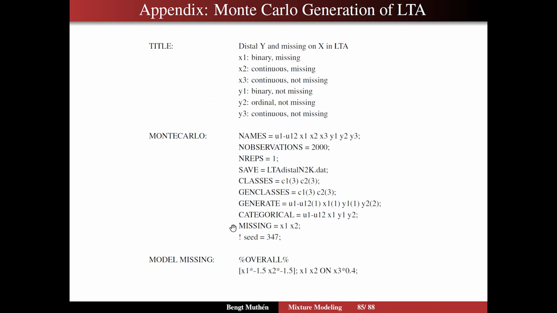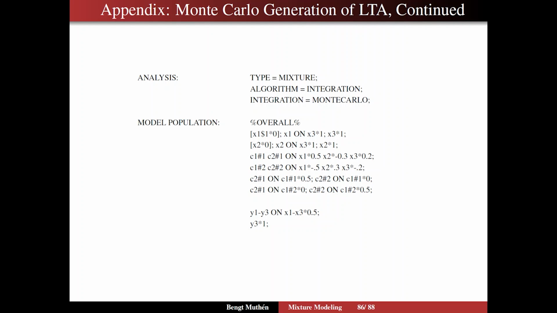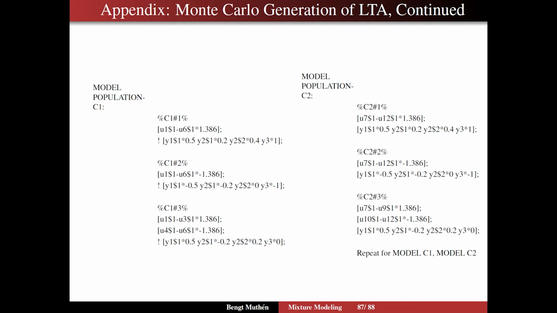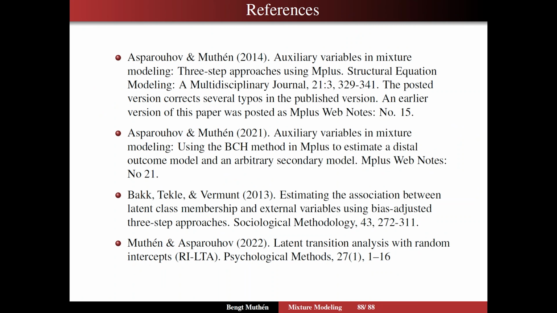We have an appendix here where we show how to do the Monte Carlo generation of the LTA dataset, LTA distal N2K. And I'm not going to go through that. It's created in a similar way with missing data on X's and on Y's as we did for the Webtalk 8 data generation. And it continues here, and then we have some references at the end.